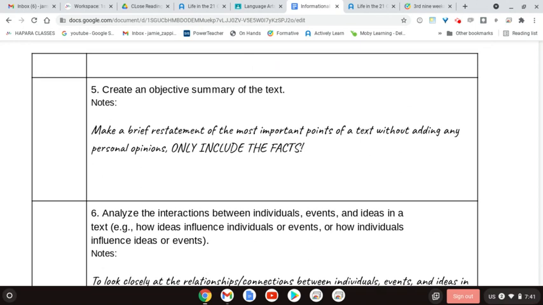Remember, as you create an objective summary of the text, you are making sure that you restate the text in your own words. You're not including quotations. It should be in your own words, and you shouldn't add any personal opinions as well. Only include the facts of the text.